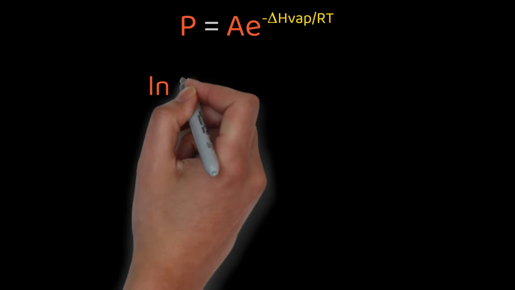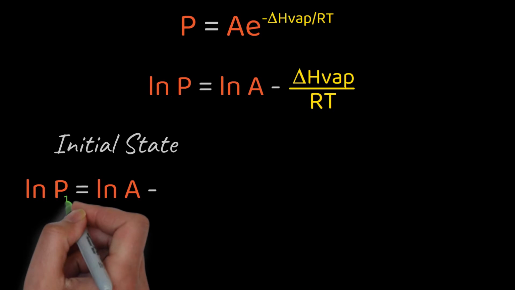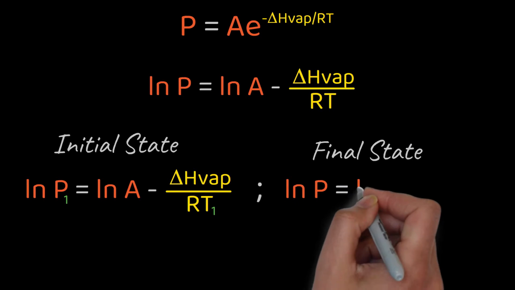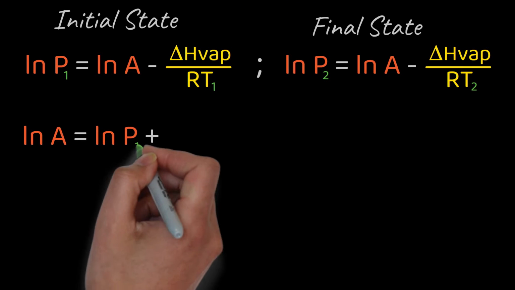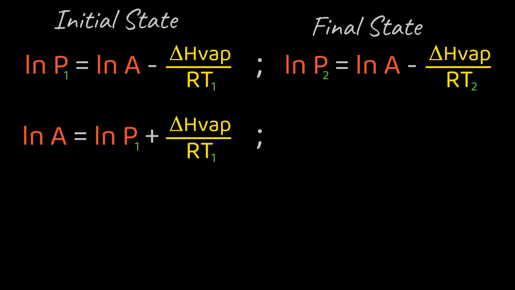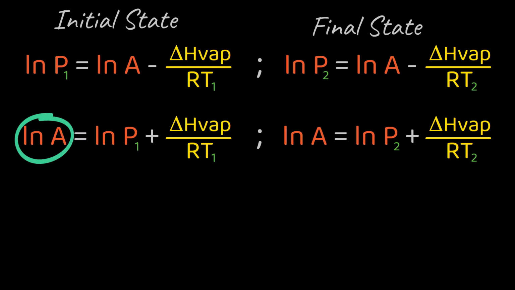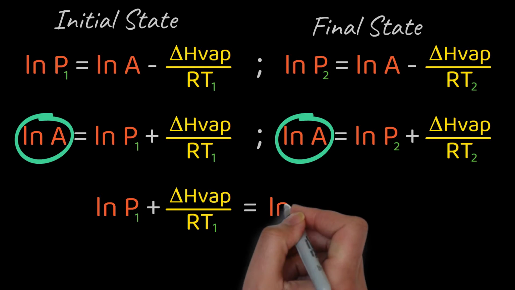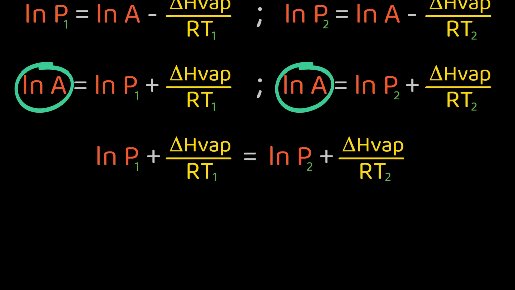To make this equation easier to work with, we can do some mathematical manipulation and come up with this version. Because the natural log of A is constant for identical substances, we can compare changes in temperature and its effect on the vapor pressure of a single system by setting the initial value and final values equal to the natural log of A, and then to each other. This only works if we are changing a single system between different temperature and pressure states. Some more math and we get our final equation.